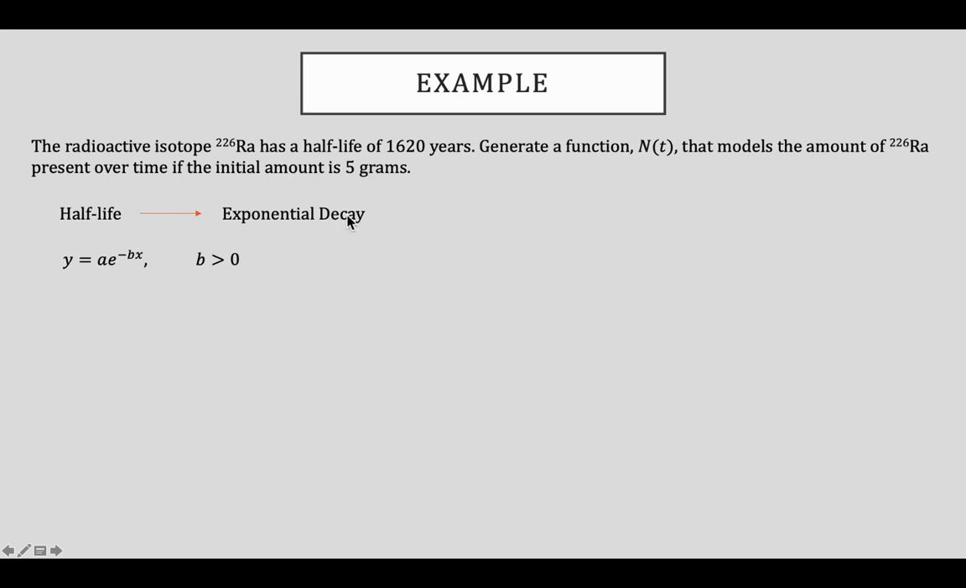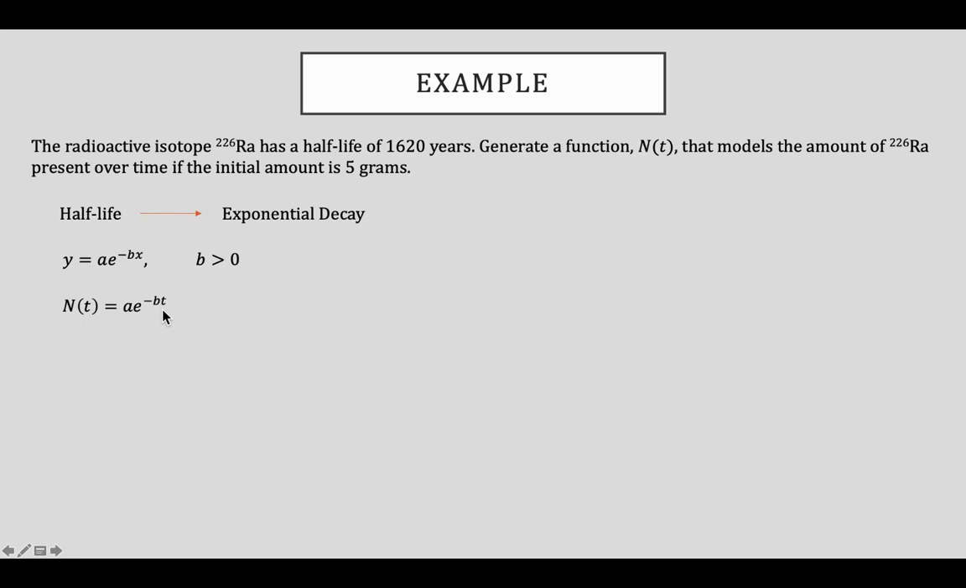Now, because we're trying to come up with an amount function, N(t), as a function of time, instead of y, I'm going to use N(t), and instead of x, I'm going to change the variable x to t to represent time. All right, so N(t) is equal to a times e raised to the negative bt.